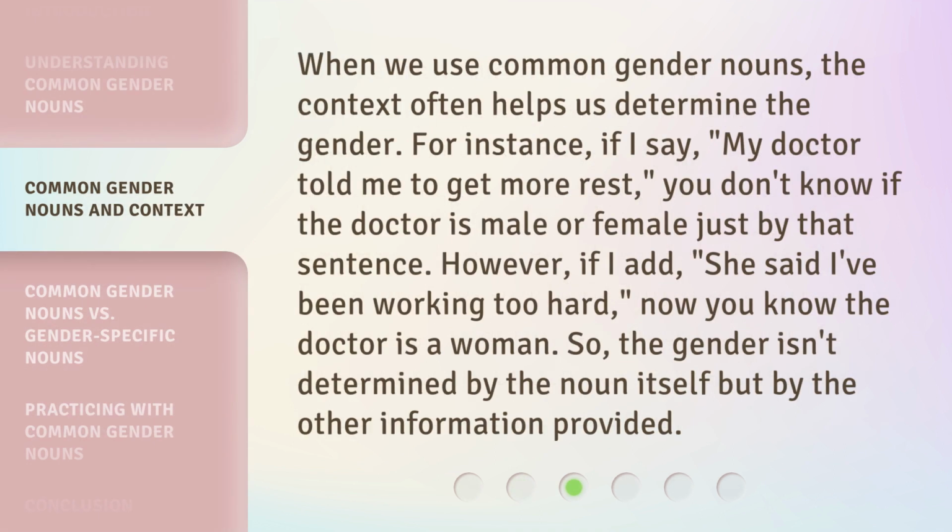When we use common gender nouns, the context often helps us determine the gender. For instance, if I say, "My doctor told me to get more rest," you don't know if the doctor is male or female just by that sentence. However, if I add, "She said I've been working too hard," now you know the doctor is a woman. So, the gender isn't determined by the noun itself but by the other information provided.